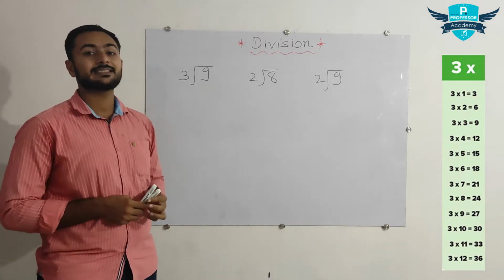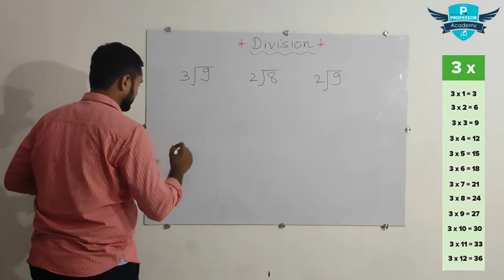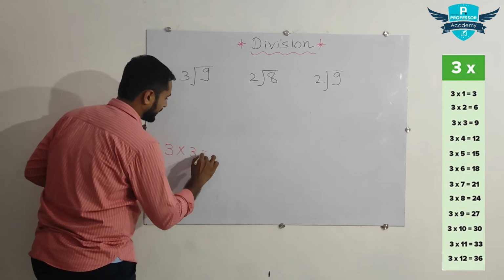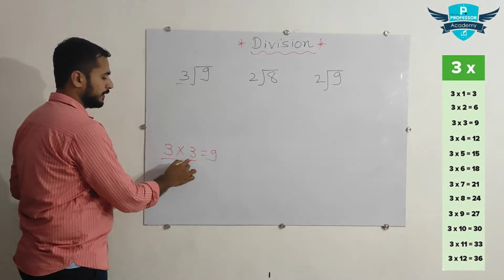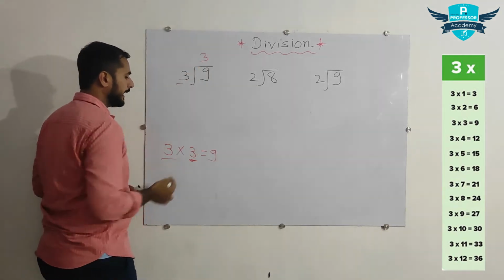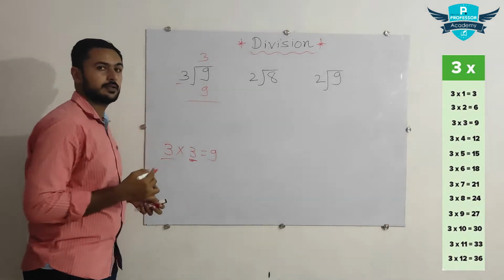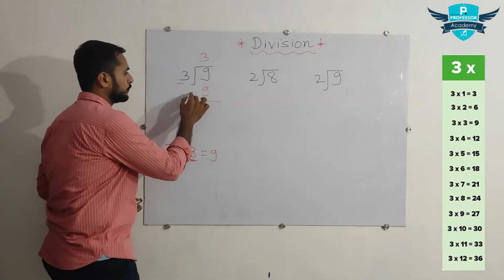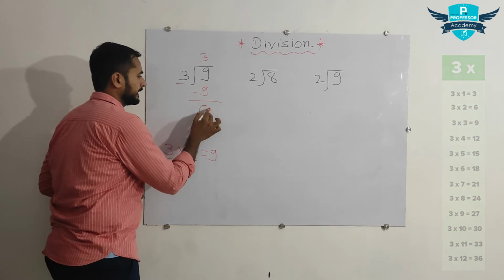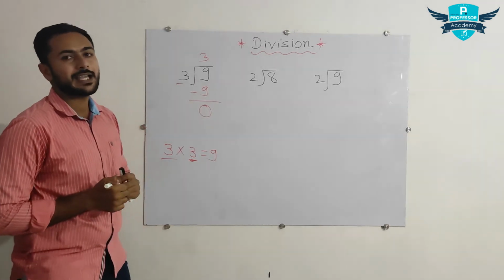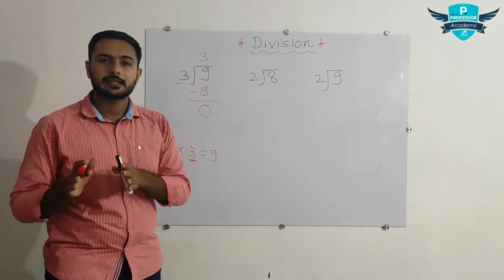Where is that? That is 3 threes are 9. So number 3 is here. We will write this 3 over there, and 3 threes are 9, so we will write 9 here. Now 9 minus 9. We will do subtraction for this. 9 minus 9, that is 0. Whenever you get the answer 0, it means division is completed.